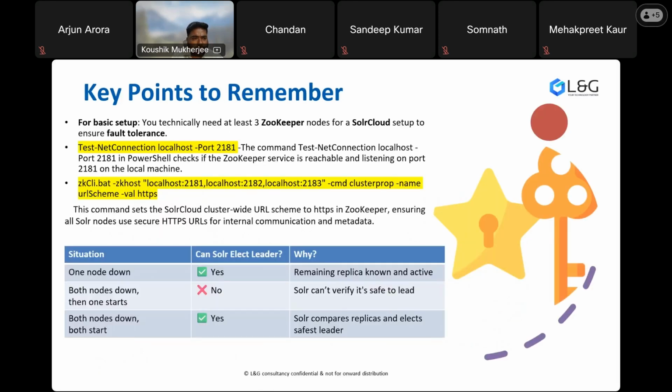And finally, there are some key points to remember. First of all, technically you need at least 3 Zookeeper nodes for a Solr Cloud setup. Why 3? Either 3 or 5 or 7, because out of 3, 2 will elect something.